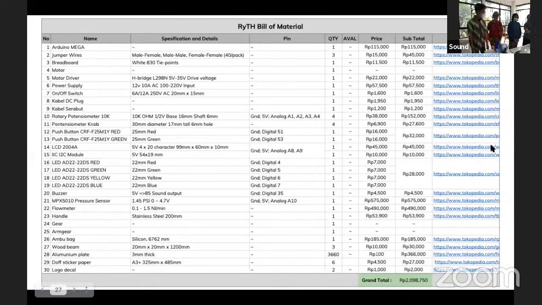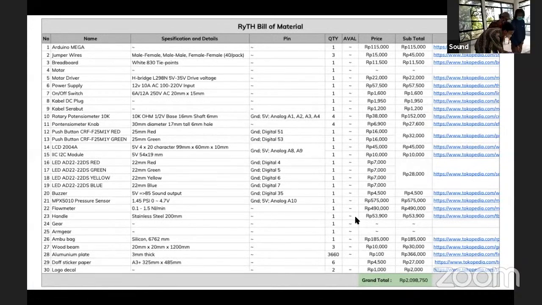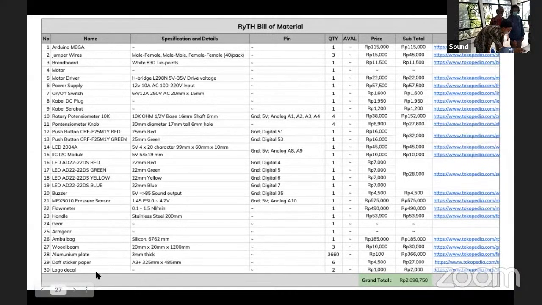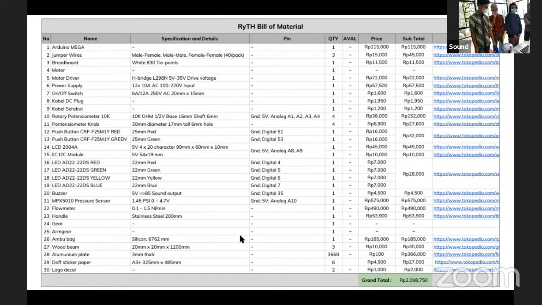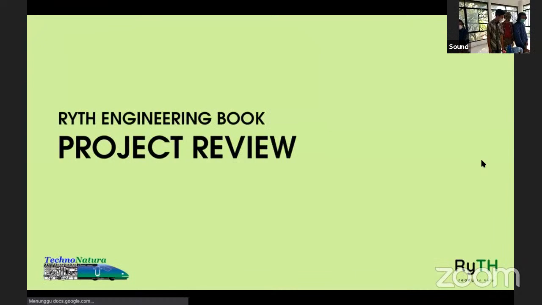This is our bill of material, and the total is a little bit over 2 million. More than 2 million.